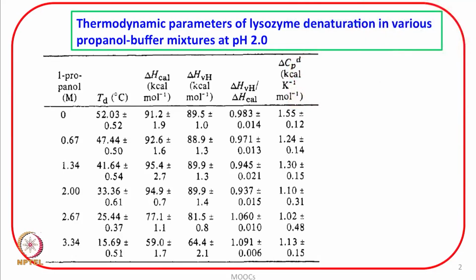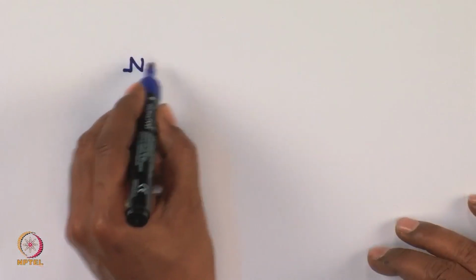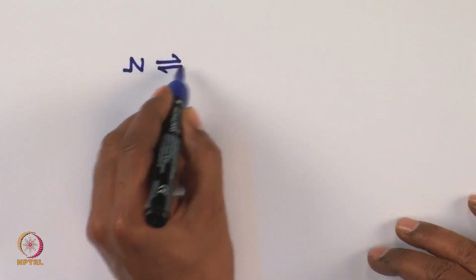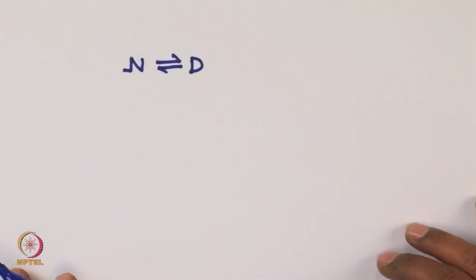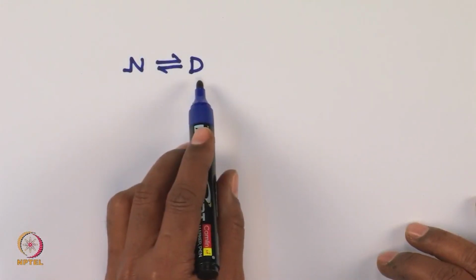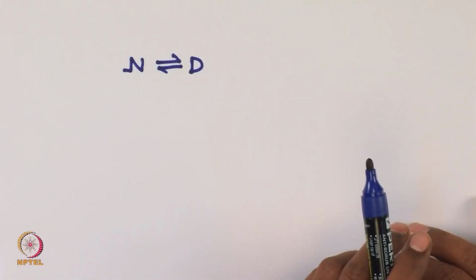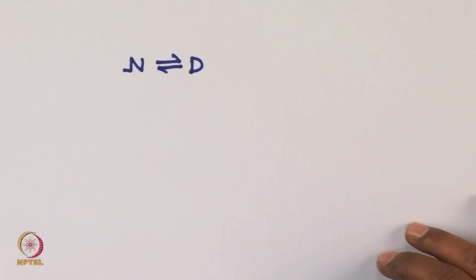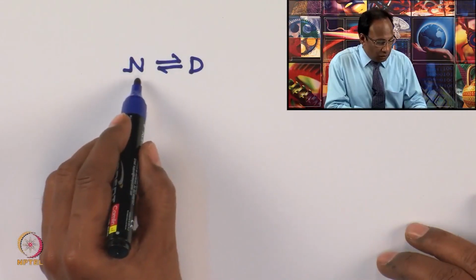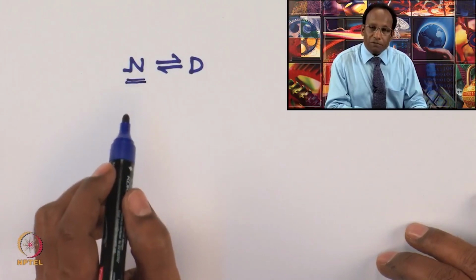Let us now discuss what could be the reason for the decrease in thermal stability of the protein and how the calorimetry has helped us in understanding that. We are talking about this equilibrium: native state of the protein in equilibrium with denatured state of the protein. When there is no alcohol present, the equilibrium is largely in favor of the native state.